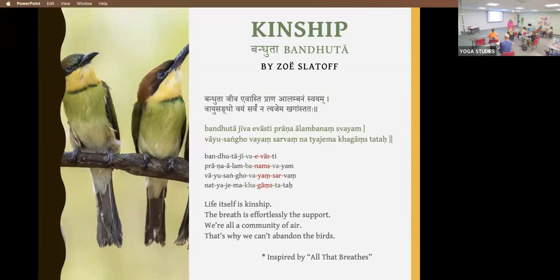So it's life itself is kinship, the breath is effortlessly the support. I took these lines out of this, not all of them. I think I added some, but a lot of it comes from that. Life itself is kinship, the breath is effortlessly the support. We're all a community of air. That's why we can't abandon the birds. And it was just such a beautiful idea that I had to make it into a poem.